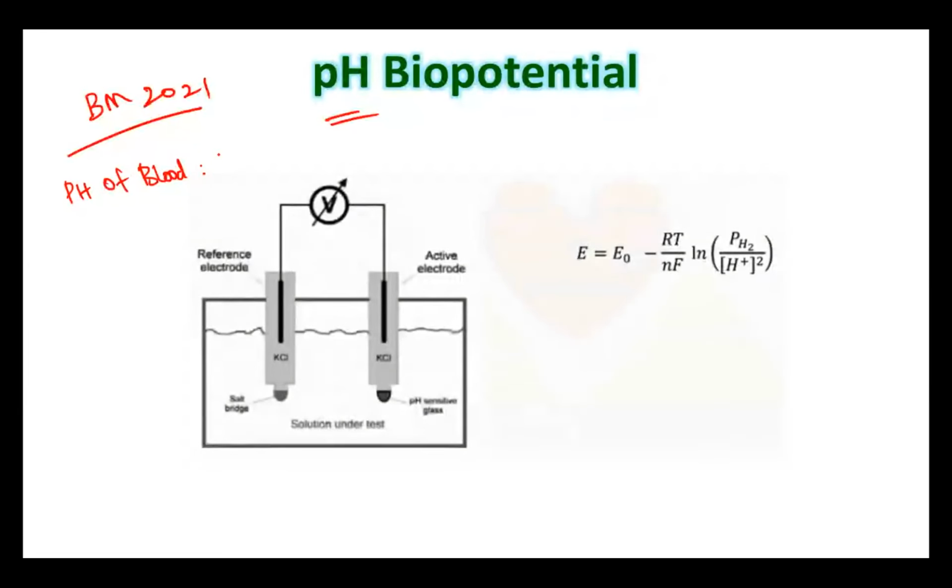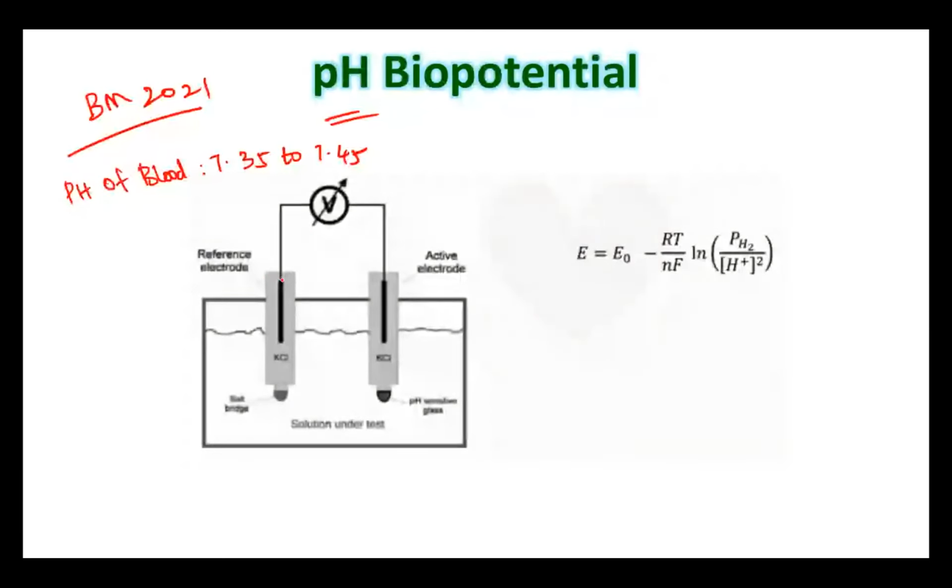7.2. No, 7.3. Exactly, there is some range. It's 7.35 to 7.45. So this is your normal range. Fine. So pH, you have studied a lot again.